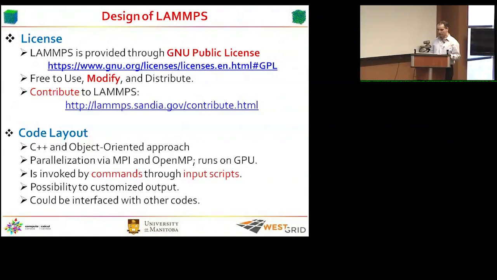What is good with LAMMPS is that it can be interfaced with other codes. For example, if you have another code and you just want to use LAMMPS to compute the forces or something, you can interface your code with LAMMPS, and you call LAMMPS to compute those forces and use them in your code. It's also possible to couple LAMMPS with Python, for example.